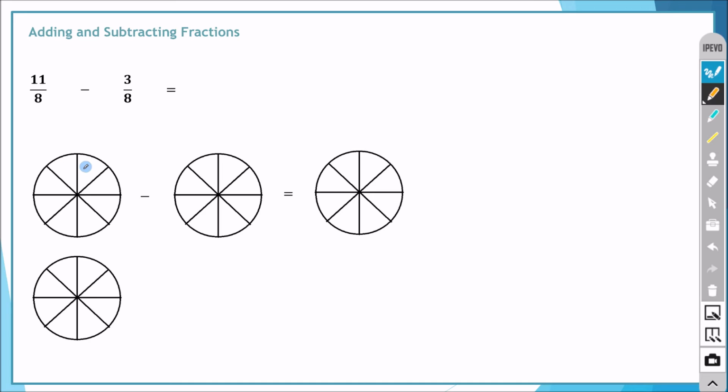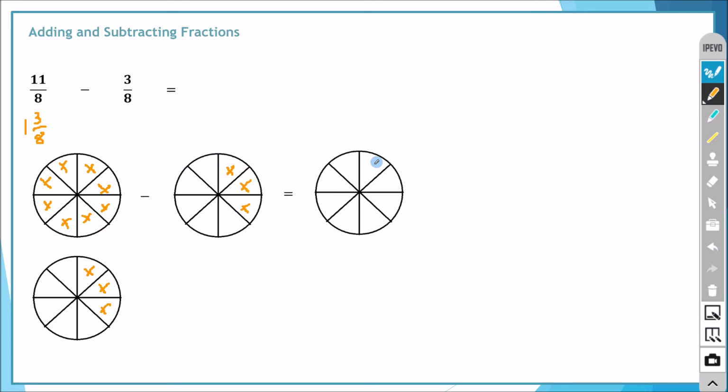So if we take the 11 pieces, we've got 1, 2, 3, 4, 5, 6, 7, 8, and then we're going to take 9, 10, and 11. So you can see that the 11 over 8 has filled up one entire circle and has 3 pieces in another circle. So you could also write this fraction as 1 and 3 over 8. And we're subtracting 3 over 8. So this one's pretty simple to draw. 1, 2, 3. So if we were to subtract this from this, what would we result with?